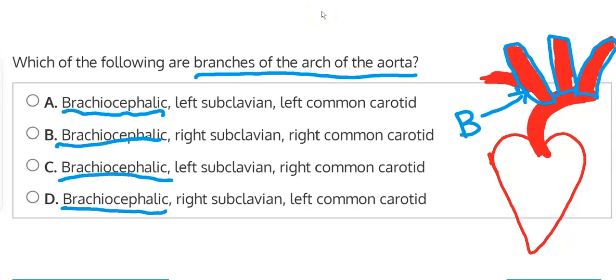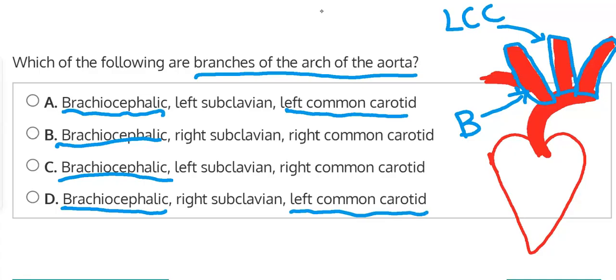Next, let's take a look at this middle branch here. This part is known as your left common carotid. So LCC, we can mark it there. We know that the left common carotid has to be in our answer choice. So we see there's a left common carotid here and a left common carotid here, so we know it should be options A or D.